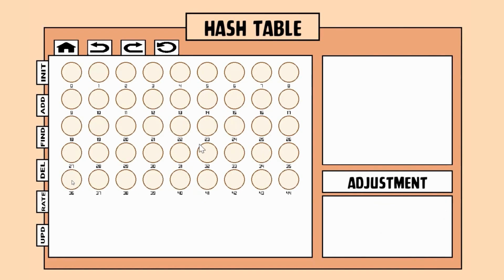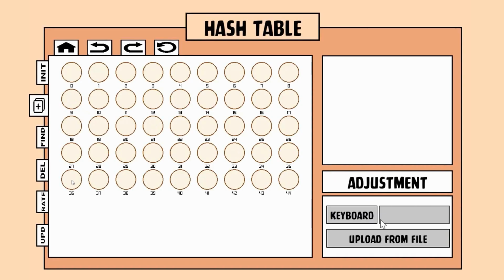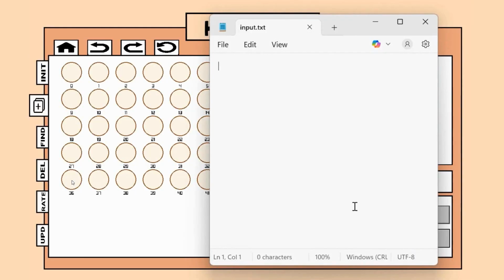Now I want to initialize values into the table. There are two ways to initialize a hash table. First, I can click the add button and upload from file. Before uploading from file, I will prepare an input TSV. For example, I will insert into the table four values: 45, 67, 78, 90, and then save the file.